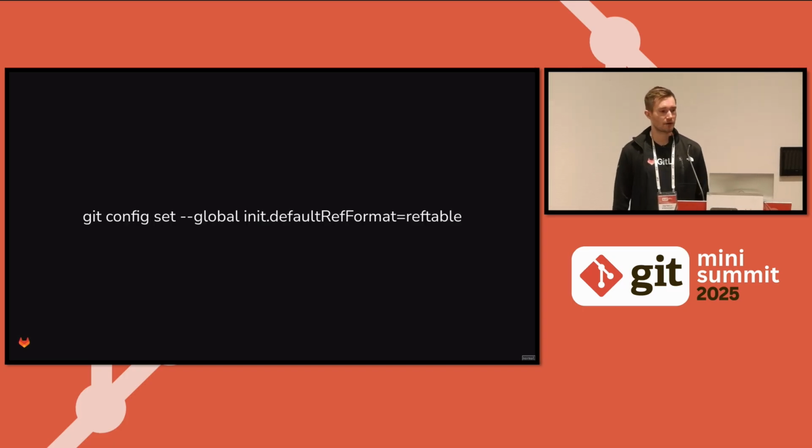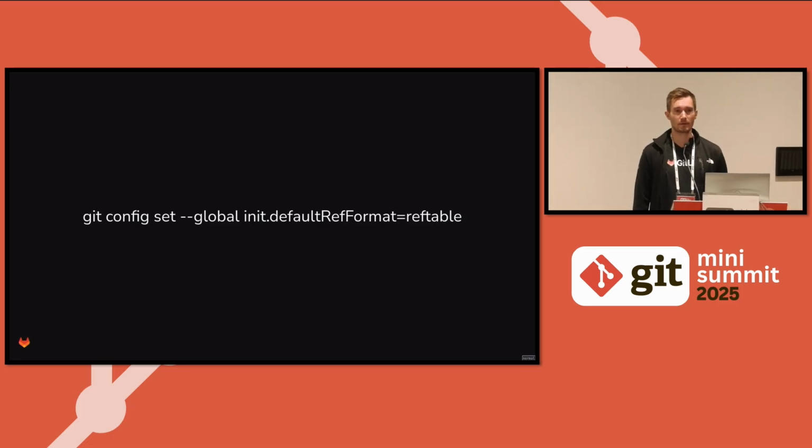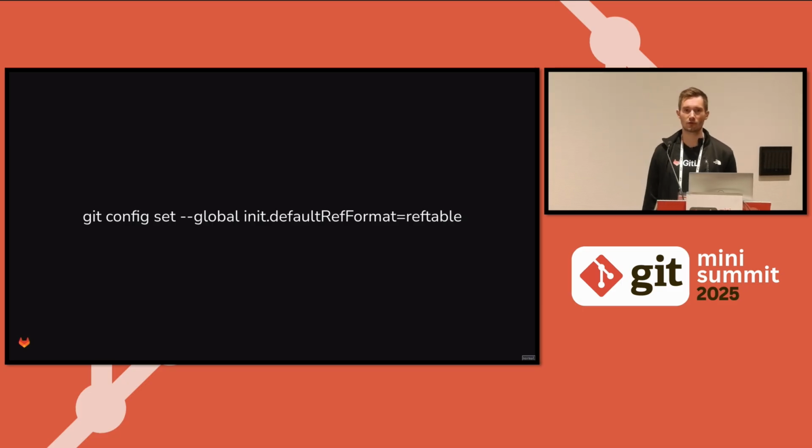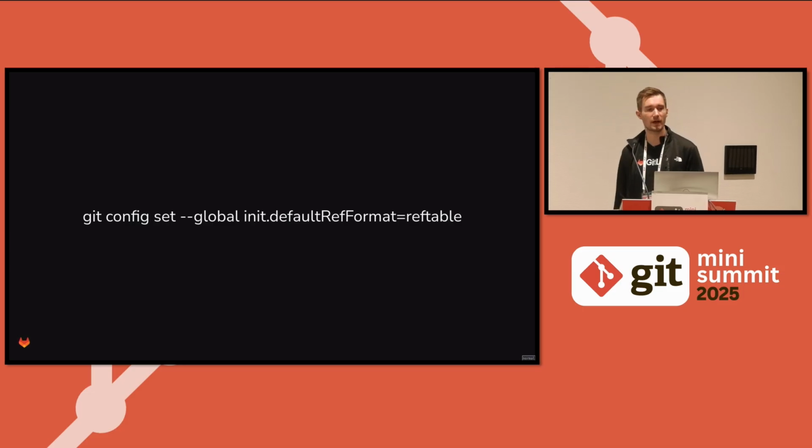Also, if you want to be daring, you can nowadays tell Git to use the Reftable format by default, as we introduced a new config variable, init.defaultRefFormat. With this in place, every single time you create a repository by using git init or git clone, it will use the Reftable format by default.